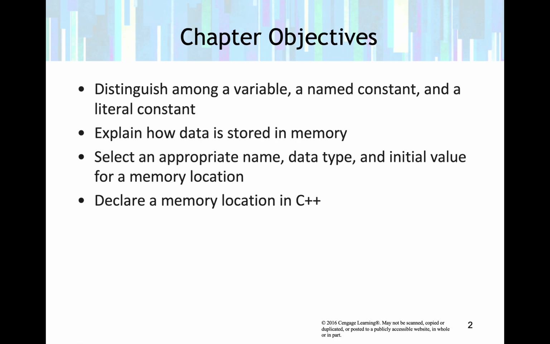So our objectives are to distinguish among a variable, a named constant, and a literal constant. Explain how data is stored in memory. Select an appropriate name. Select an appropriate data type. And select an appropriate initial value for a memory location. And declare a memory location in C++.